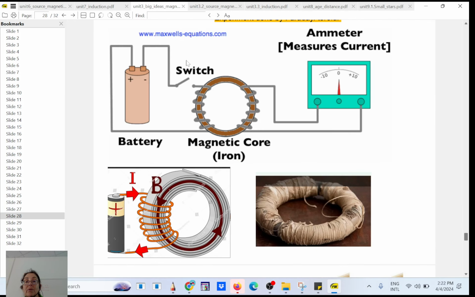Why do I talk about that? Because that was the original experiment done by Michael Faraday. I admire Michael Faraday a lot. He didn't go to school. He taught himself science, and he's the one we have to thank for electricity. That's what we have today.